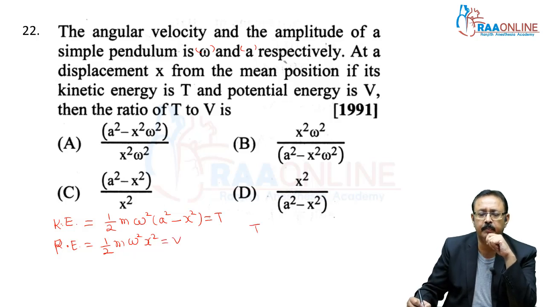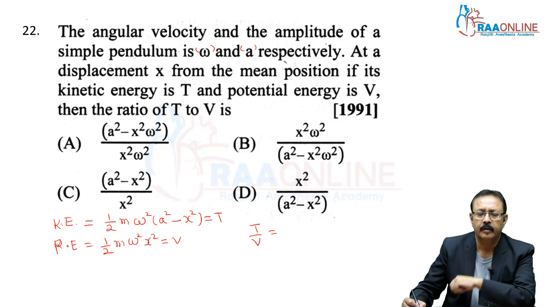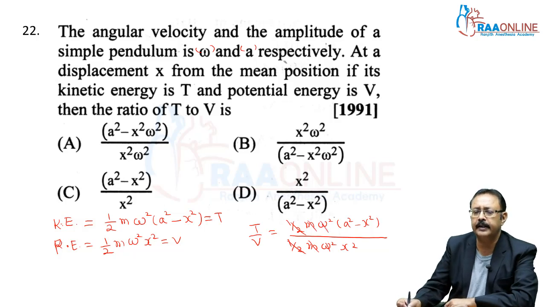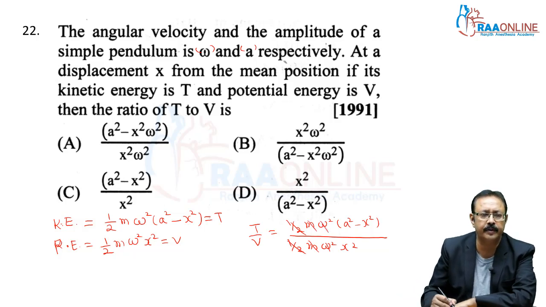The ratio of T upon V means half m omega square A square minus x square in the numerator, V half m omega square x square in the denominator. Cancel half m omega square. What we are getting? A square minus x square by x square. So we are going with C.